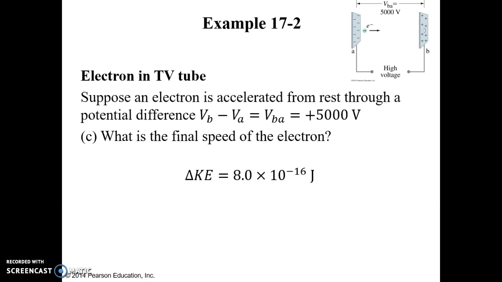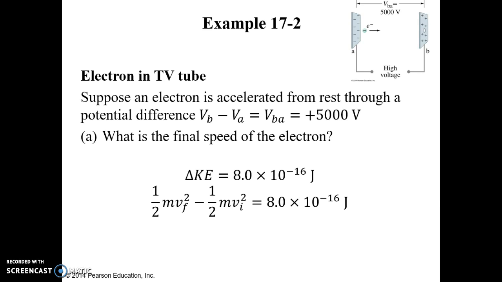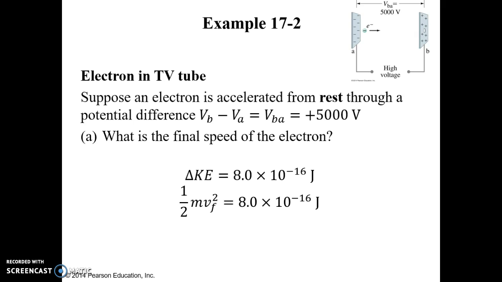Okay, so the last question is finding the final speed of the electron. Well, if you know the change in kinetic energy, finding the final speed can be easily found by using the definition of kinetic energy, which is 1/2 mv squared final minus 1/2 mv squared initial. And we know the electron starts from rest, so this goes away.